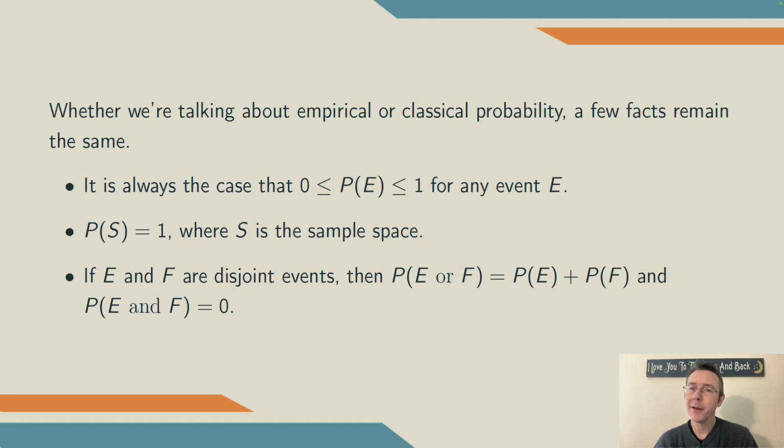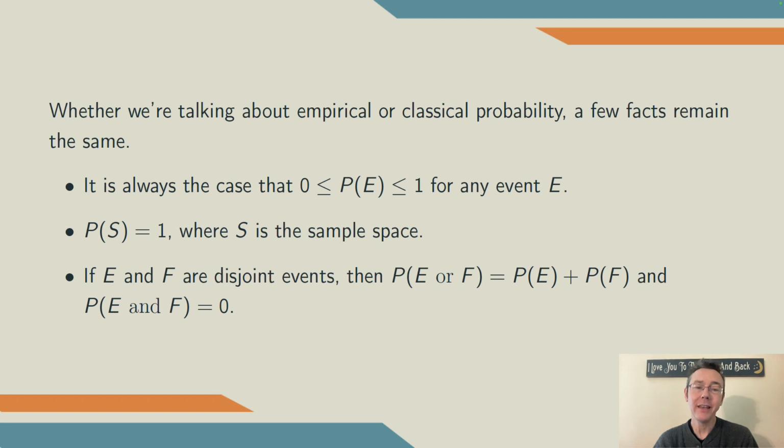To start, the probability of any event is always between 0 and 1, with 0 being an impossible event, something that can't happen, and a probability of 1 being a certainty. To say that latter thing slightly differently, we say P of S is 1, where S is the sample space. And this is just saying that when you run a probability experiment, something has to happen. One of the outcomes has to occur.